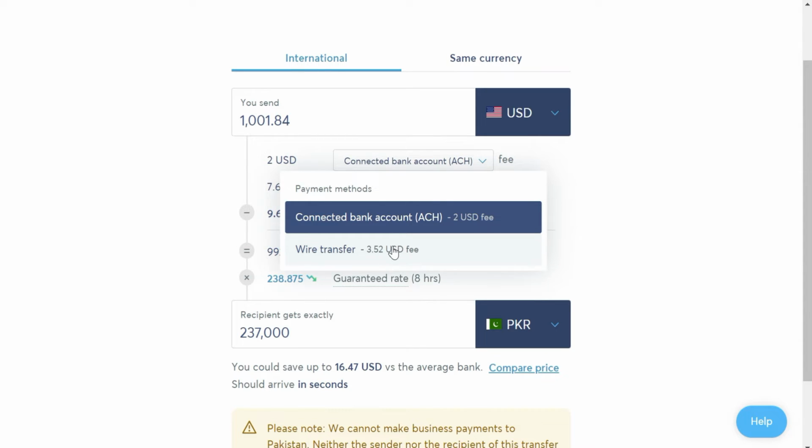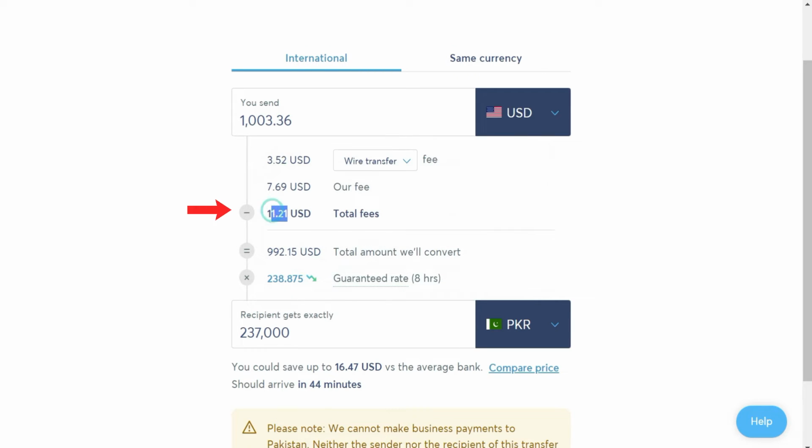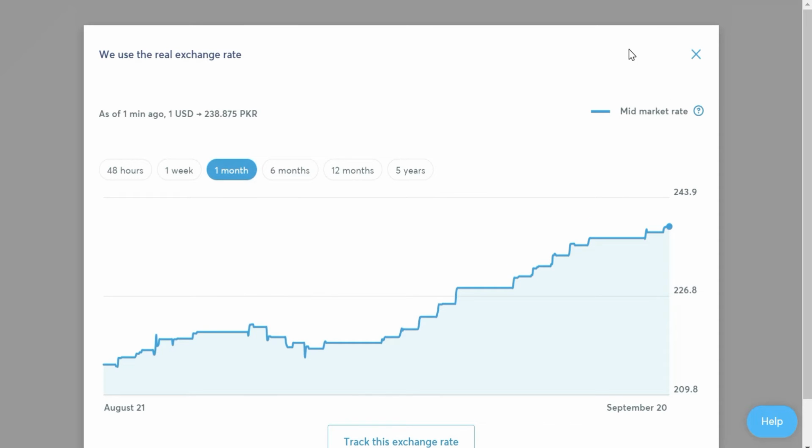Apart from this commission, you will see below the commission charged by the platform. And this varies for each currency and the amount you are going to send. And below, the total amount you will have to pay in commissions. Even so, the commissions are very small compared to what banks or other platforms charge.